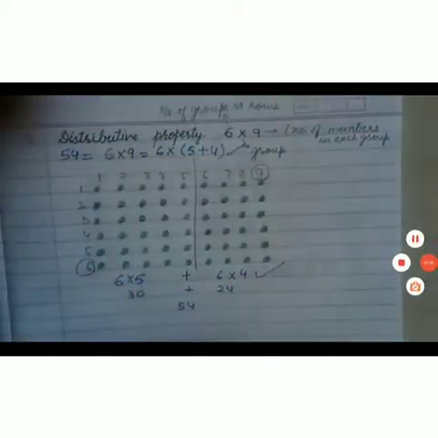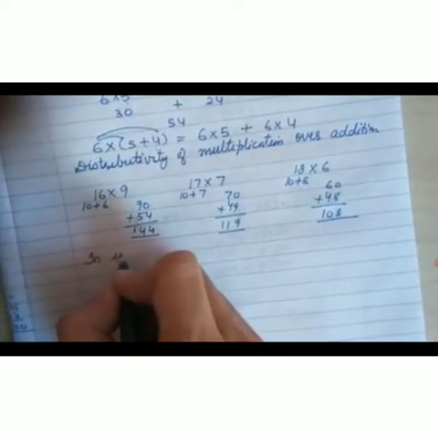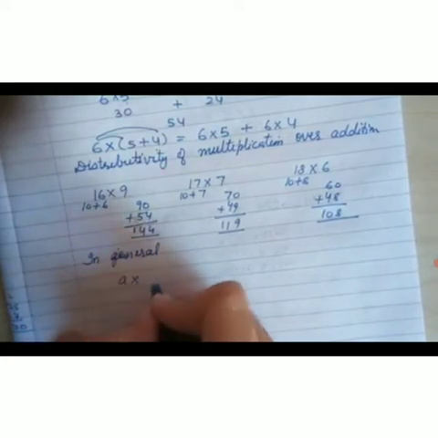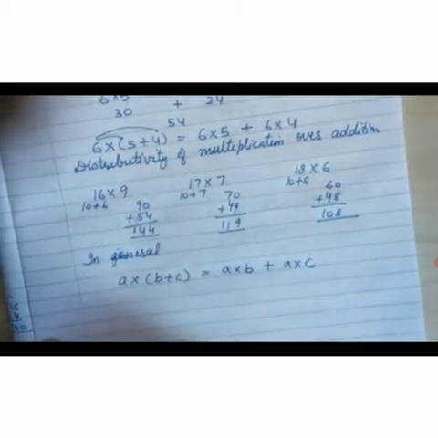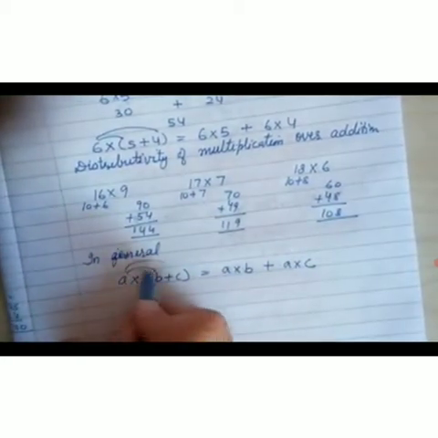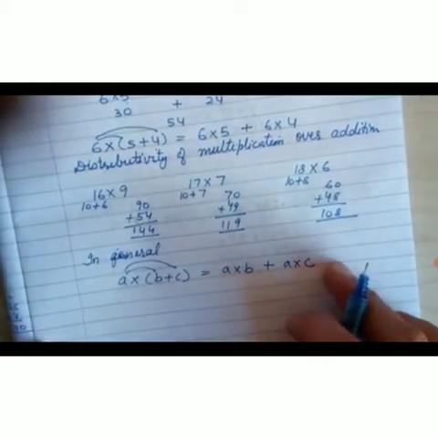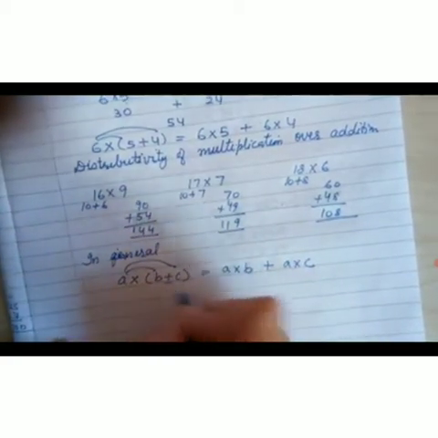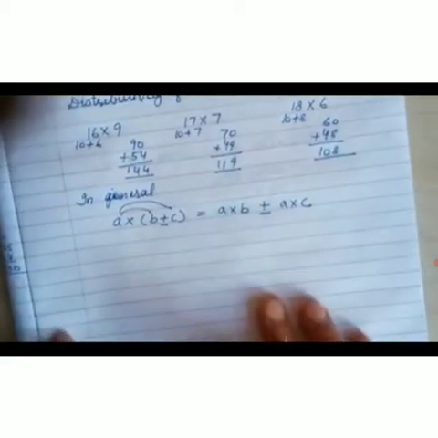So we have the distributive property of multiplication over addition. In general, we can write it as a into b plus c is equal to a into b plus a into c. See here, a gets distributed to the other terms, a into b and a into c, meaning the plus sign in the middle distributes the remaining two terms, right? A into b plus or minus a into c.